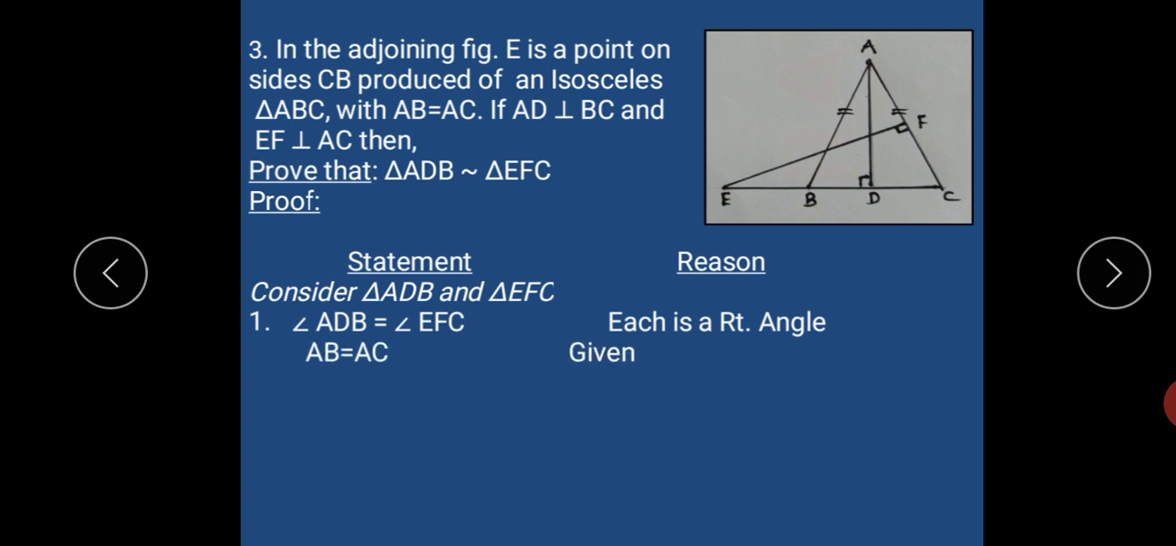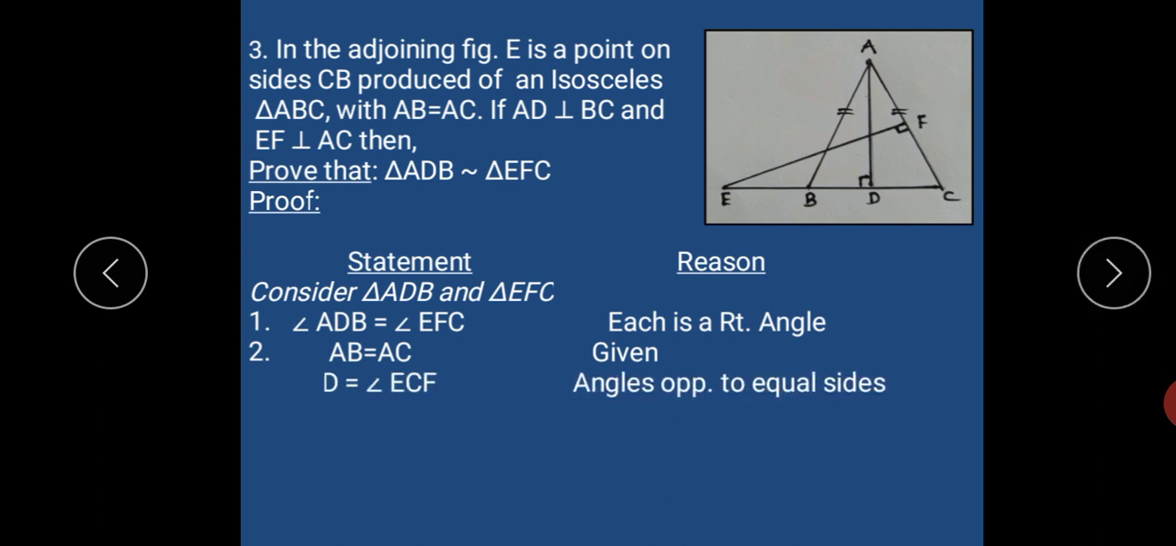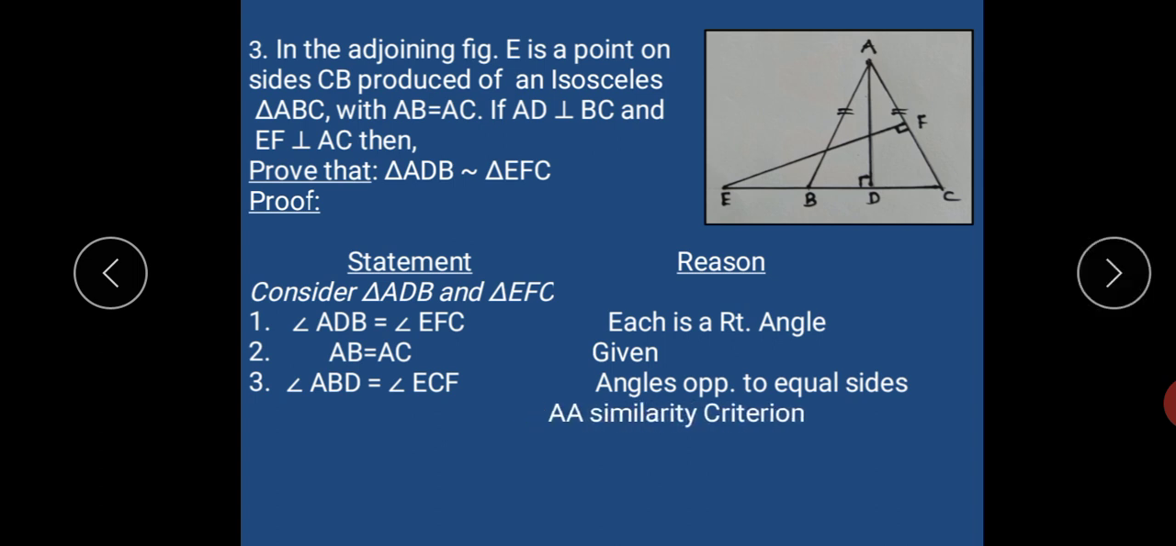Let's go ahead. AB is equal to AC, so that is given. The two triangles, one is ABD and the other is ECF. These are the base angles of the isosceles triangle, and they respectively lie in triangle ADB and EFC. With this, we can prove the two triangles are similar by AA criteria. So a nice rider. Again, this rider can be asked for 2 marks.